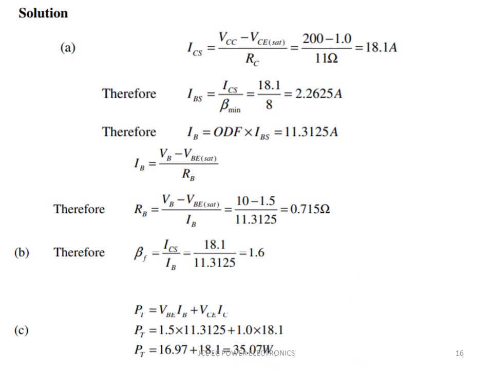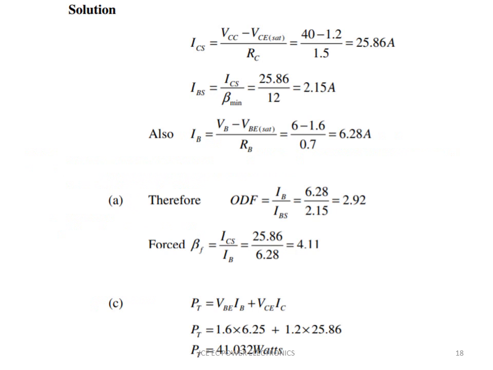So I hope this problem is very clear to you. Such types of problems will be asked in the examination, basically to find the overdrive factor. So the overdrive factor is IB upon IBS here, right? IB I do not know and IBS also I do not know.